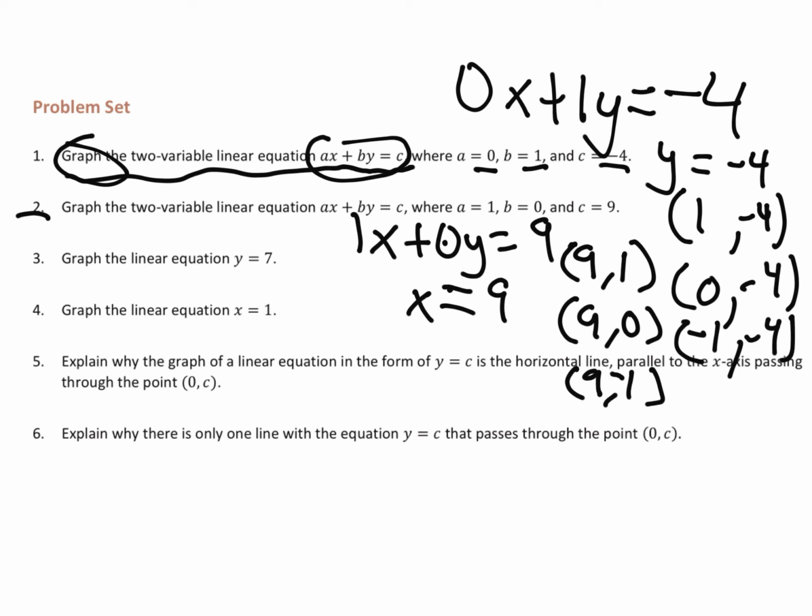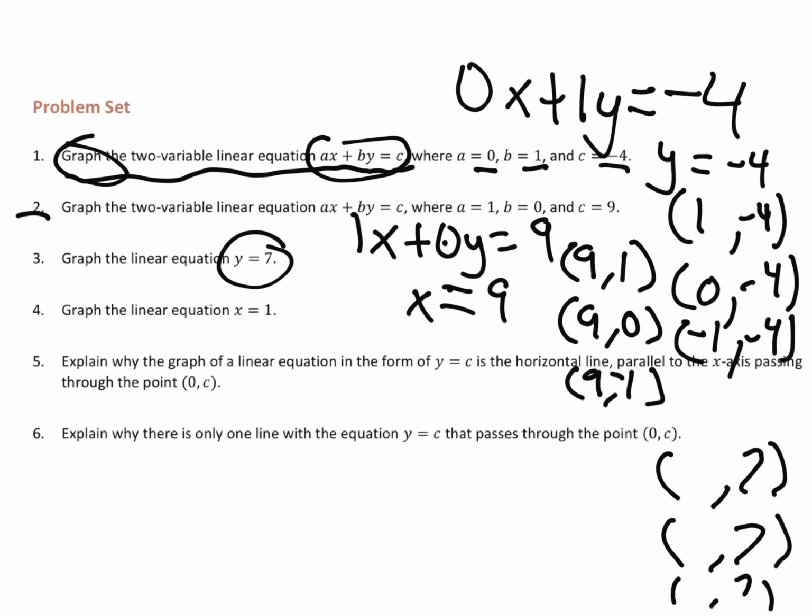Then for question 3, we're just going to graph the linear equation y equals 7. So this is what we have. This is what we're working with. So what we know from this is that all of our coordinates, when you go to graph this, the y coordinate is going to be 7. Doesn't matter what the x coordinate is. Sorry, excuse my handwriting, not very good. So 1, doesn't matter what these are, but the y coordinate is always going to be 7.